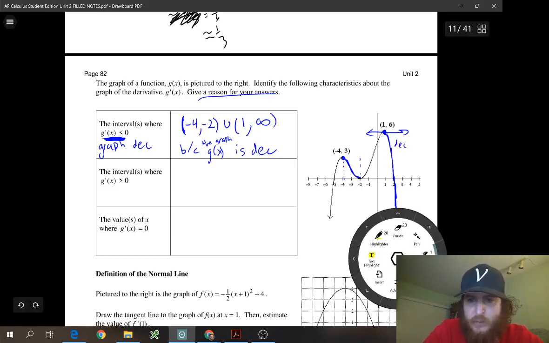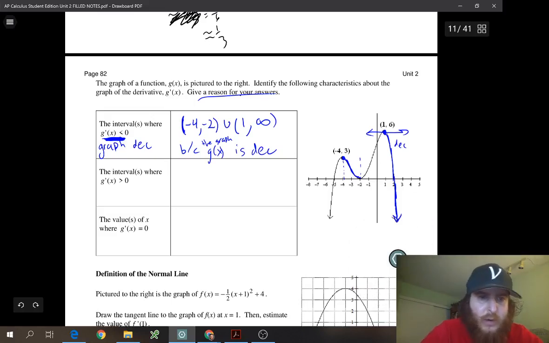Okay, so now, what are our intervals where g prime of x is greater than 0? So again, we want to think that this is now increasing. So it starts increasing, just at the beginning it's going up, right? Where is our graph going up? Where is it increasing? Starting off at negative infinity, it increases all the way until we get to the x value of negative 4.